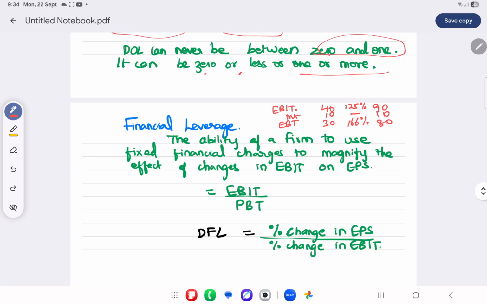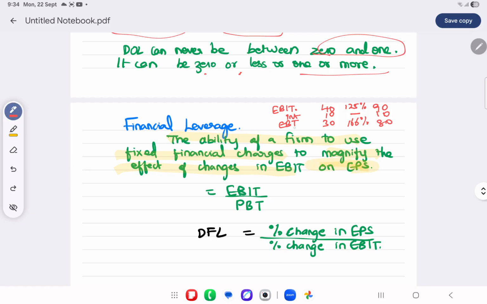So there is a disproportionate change in EBT due to change in EBIT. This disproportionate change is called financial leverage, the ability of a firm to use fixed financial charges to magnify the effect of change in EBIT on EPS.